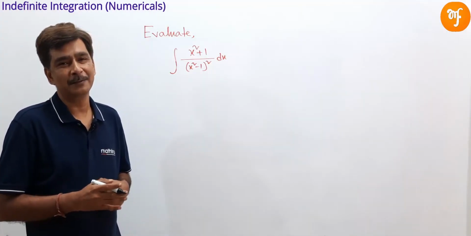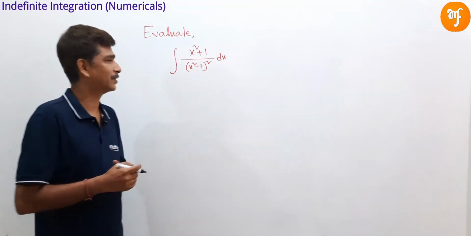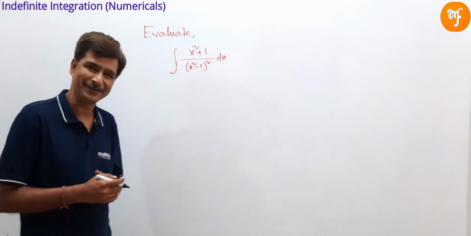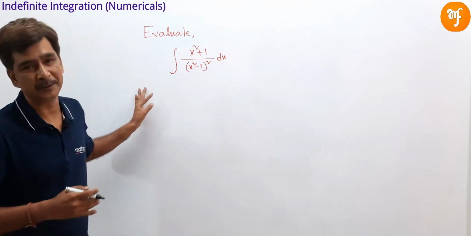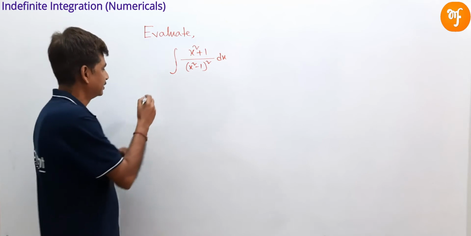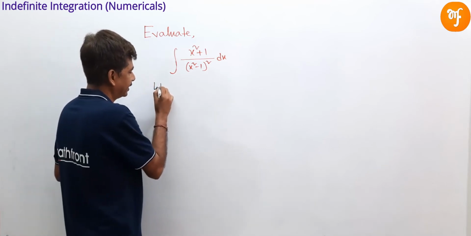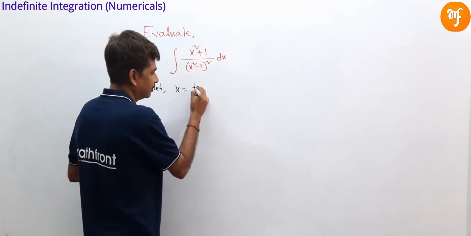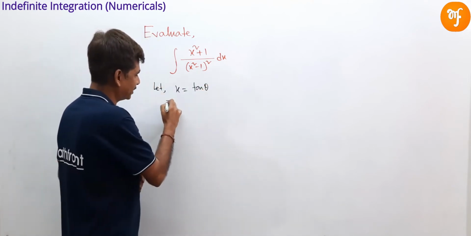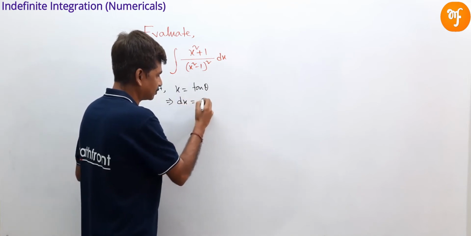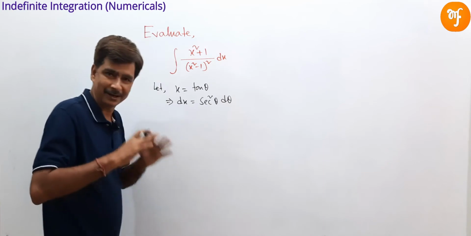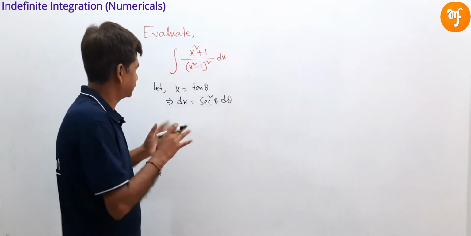So friends, come to another question, that is integration of x squared plus 1 divided by x square minus 1 whole square dx. Now to solve this type of numerical, we will first assume x is equal to tan theta. So let x is equal to tan theta. Differentiating both sides, what we will get? dx is equal to sec square theta d theta. Okay, clear? Now come to the integration.